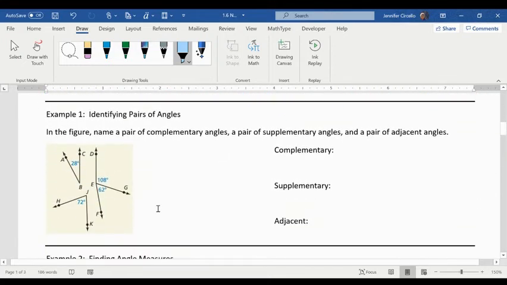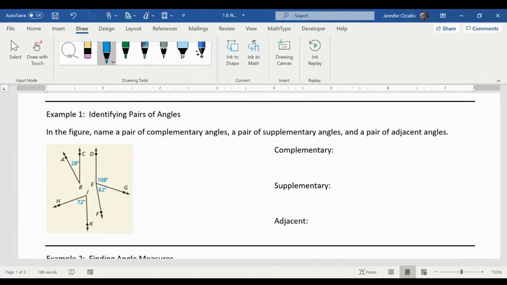So we are supposed to name a pair of angles that fits each of these descriptions. We want two angles that are complementary. So I need to look in the picture and find two angles that would add up to 90 degrees. If you can't remember, write yourself a note. Complementary means they add up to 90 degrees. Remember, they do not have to be next to each other.